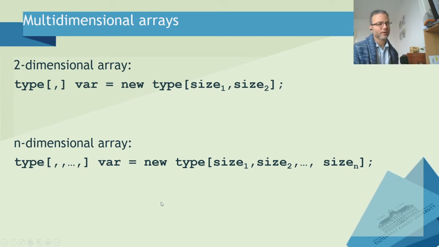In C#, you can even have 3-dimensional, 4-dimensional, any dimensional arrays. The idea is the same. Don't forget to put commas here. So for example, if you are about to declare an n-dimensional array, how many commas do you need to use here? n-1. n-1, that's it. Good, nice.